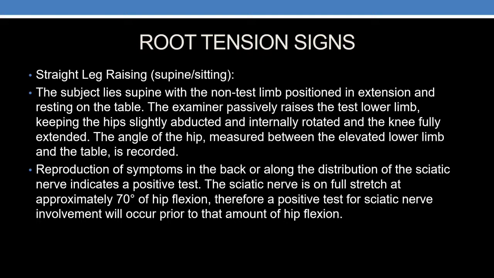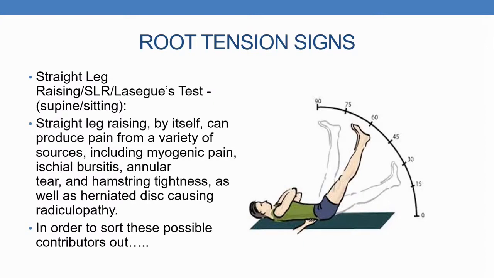Okay, so positive findings for straight leg raise testing include a report of lower back pain and/or a report of pain down the back of the leg in the distribution of the sciatic nerve. So for those of you that have the PowerPoint, I have a diagram here that indicates that the greatest tension on the nerve is between 20 and 70 degrees of hip flexion angle.